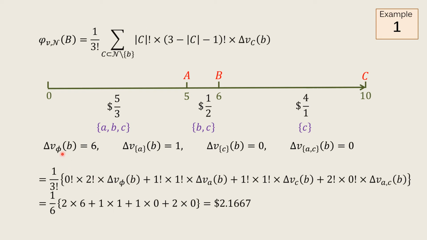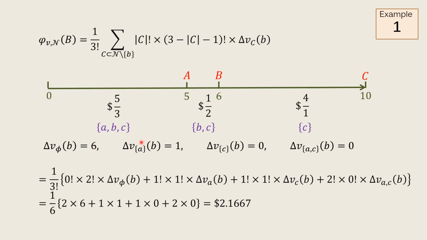Suppose we begin with the null coalition and agent B joins the coalition. For the null coalition, there's no taxi fare included, and when B joins the coalition, then we have to take a taxi from this point all the way to B, which is $6. So the marginal contribution to the null coalition of agent B is $6.